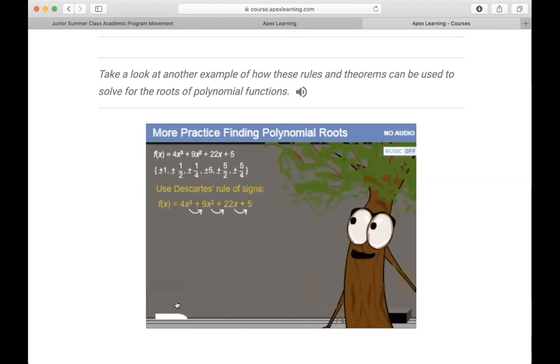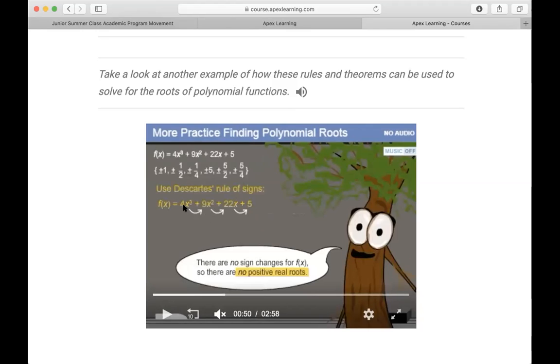We have no sign changes. It's positive 4, positive 9, positive 22, and positive 5. So there are no positive real roots. What that means is we go in our list here and get rid of all the positive numbers. So our roots are either going to be -1, -1/2, -1/4, -5, and so on, since there are no sign changes.